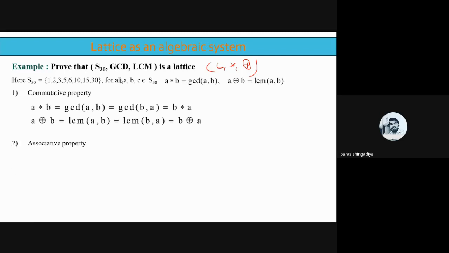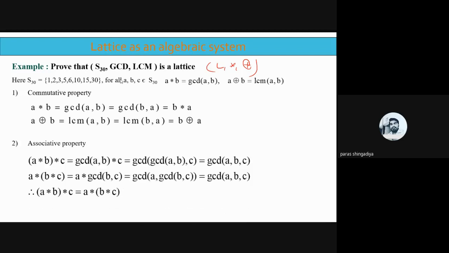And the next one is the associative property. So in this associative property, the first form is A star B star C, that is equal to, first simplify the bracket. So here the bracket is there, A star B, that is called GCD of A, B, star C. And now remove the star again. So it can be written as GCD, then write a bracket, GCD of the first element, GCD of A, B, comma, second element, C.